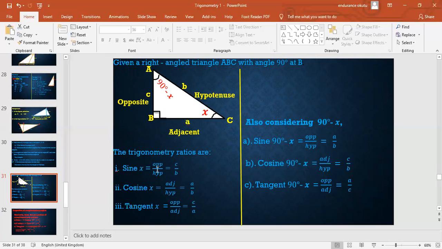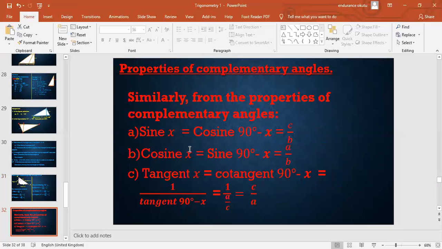Also, cosine X, which is A over B, is the same thing as sine of 90 degrees minus X, which is A over B. But tan X, which is C over A, is not the same as tangent of 90 degrees minus X. So let's go back to the properties. Sine X is equal to cosine of 90 degrees minus X, which is C over B. Cosine X is equal to sine of 90 degrees minus X, which is A over B.